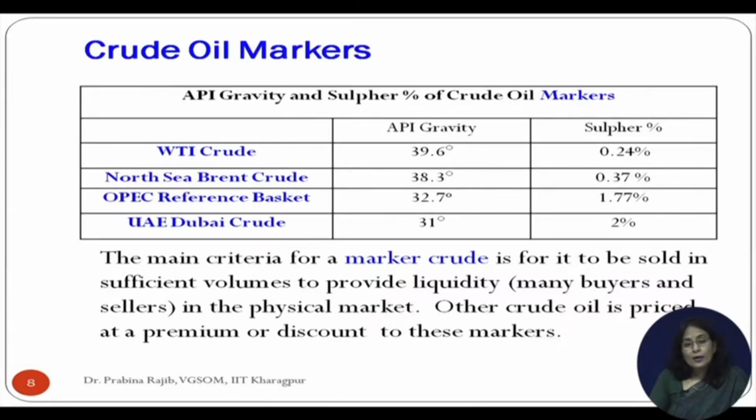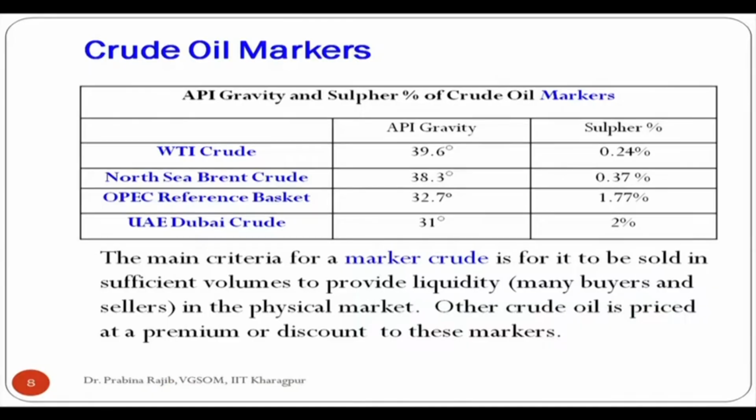So if a company is producing a crude which has, let's say, better API gravity and lesser sulfur percentage, then when it is selling the crude oil to a refiner, it will be selling at a premium to the WTI crude. The importance of these crude oil markers can be understood from the fact that these are widely reported crude oil prices, and these crude oils are traded by many buyers and sellers.